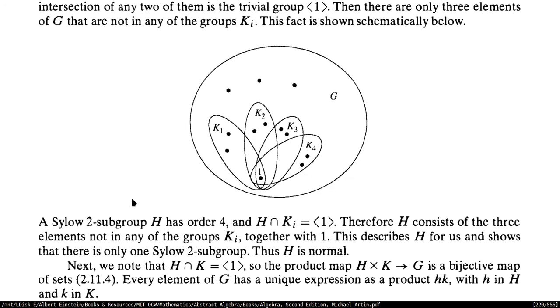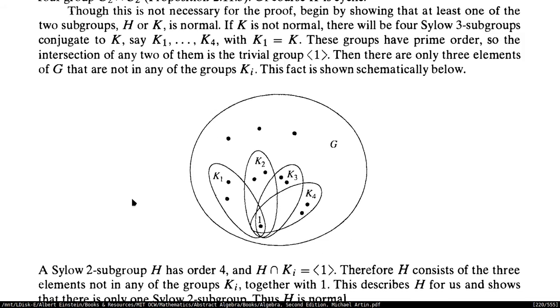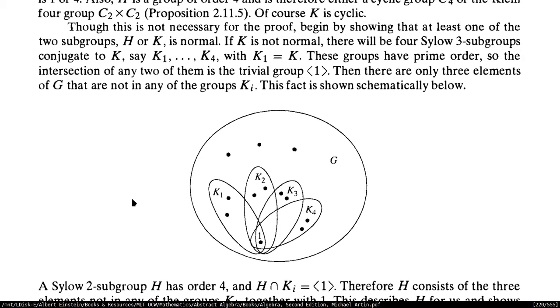H turns out to be normal. One of them is, oh, so if we assume that K is not normal, then we're going to show that H has to be. Yeah.